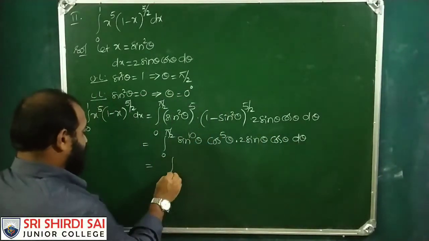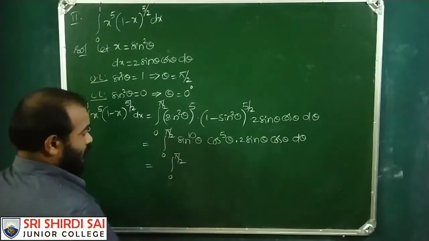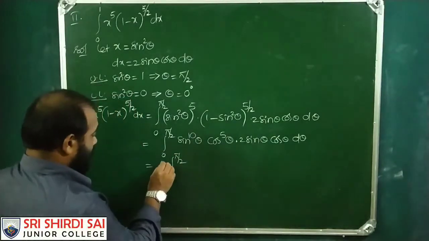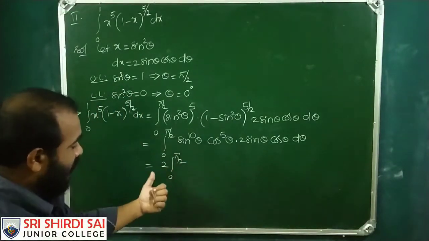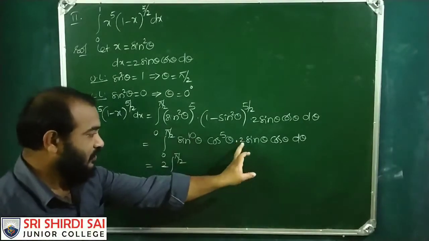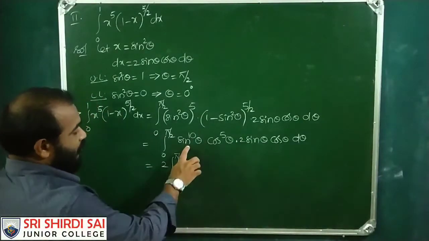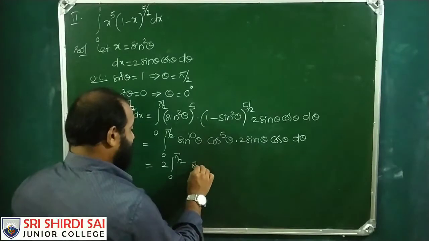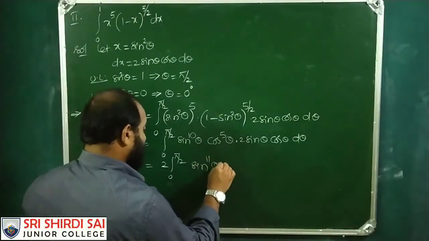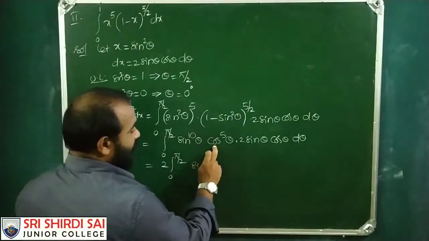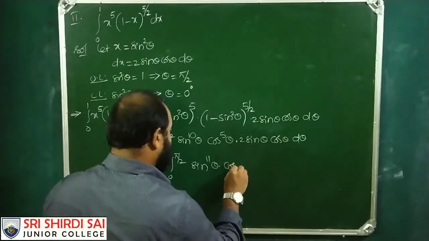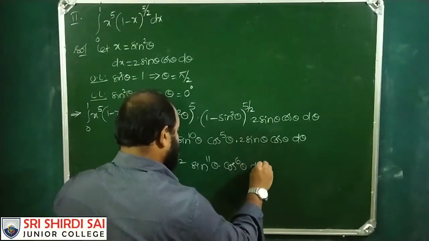So that is equal to 0 to pi by 2. This 2 is separated from the process of integration since it is a constant. So sine power 10 theta into sine theta, sine power 11 theta, into cos power 5 theta into cos theta, so cos power 6 theta d theta.